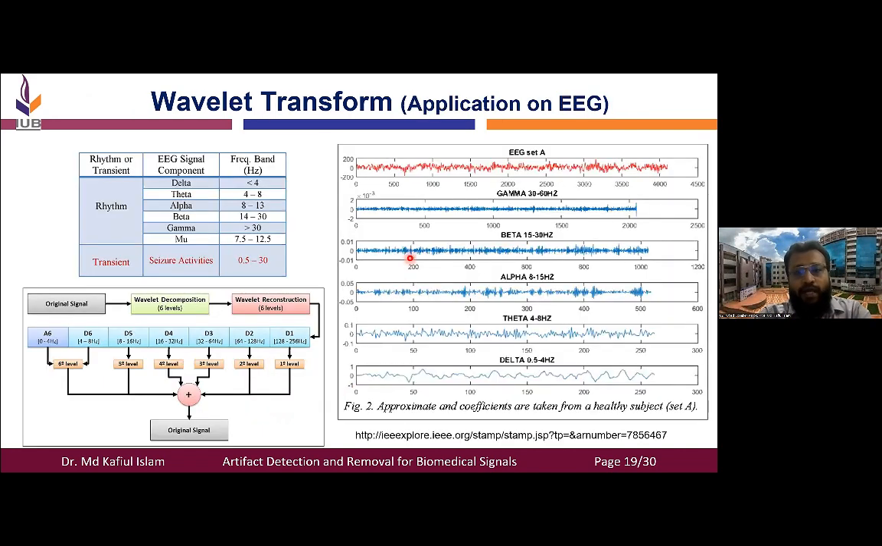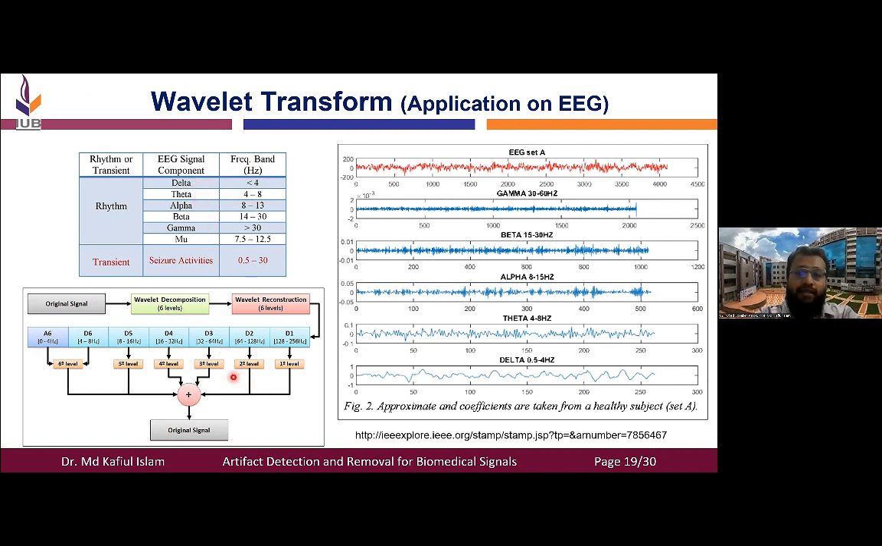So this is an example where, as mentioned before, EEG is actually a combination of different non-overlapping frequency bands known as EEG rhythms. Once you apply this wavelet decomposition, it is decomposed into approximate coefficients and detailed coefficients. Detailed coefficients represent higher frequency components, whereas approximate coefficients represent low frequency. You can see that this A6, which is from 0 to 4 Hertz, is the same as the delta rhythm. Similarly, different levels of coefficients represent different EEG signal rhythms.